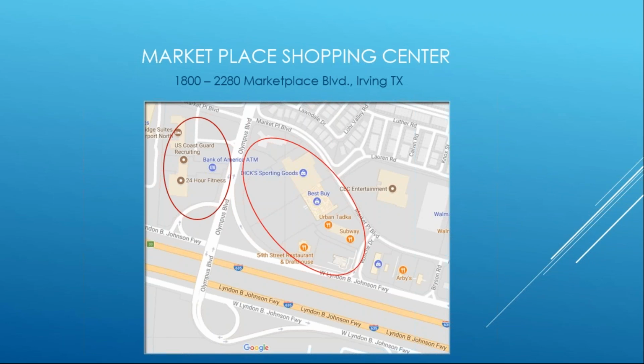On the west side of Olympus, you can see there's a 24-hour fitness anchored strip mall. The other side of that is the U.S. Coast Guard recruiting station. And then just to the north of that, the final building is the Staybridge Suites Hotel.